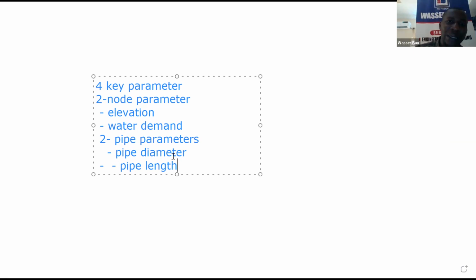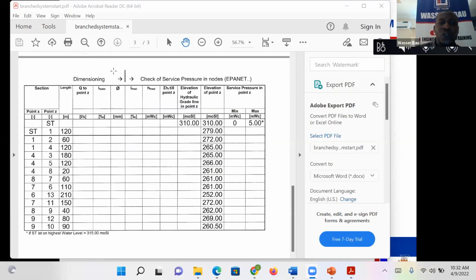So I would like you to sink in, and I'll move over to my presentation once again. So here you can see the 4 parameters is what we're trying to achieve here.